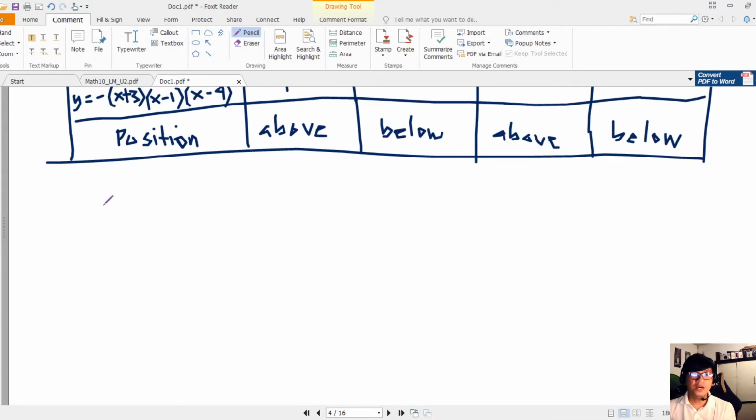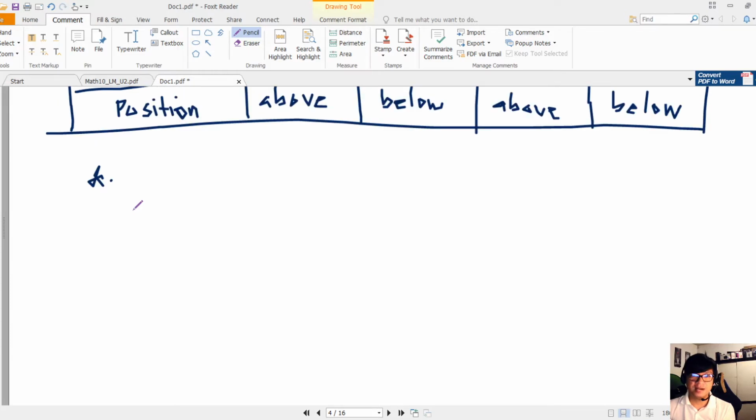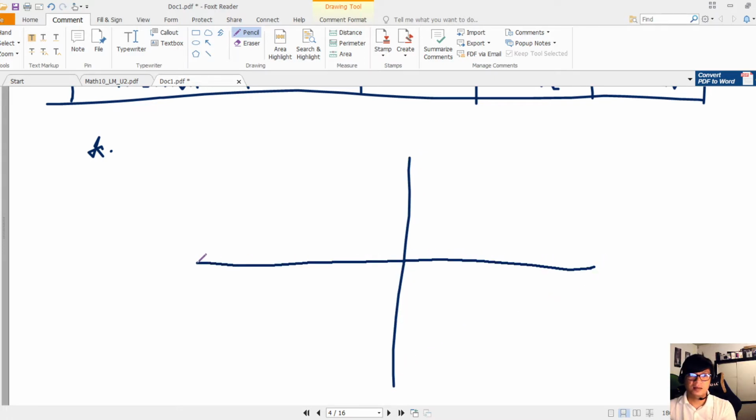Letter D, we're going to sketch the possible graph. And later on, i-try natin yung Desmos para makita natin yung perfect na graph. So, i-graph muna natin siya in our Illustrator.